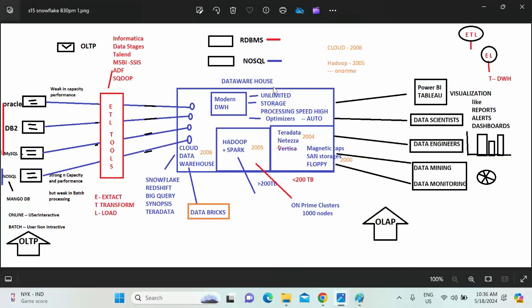For taking the decisions, data engineers will help. Got my point? Now, who is a data scientist? Sir, same, data engineering role only, but an extension.